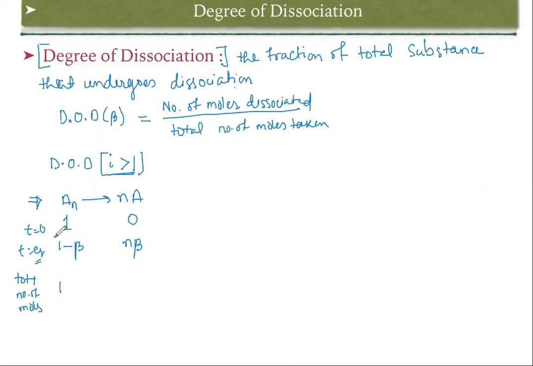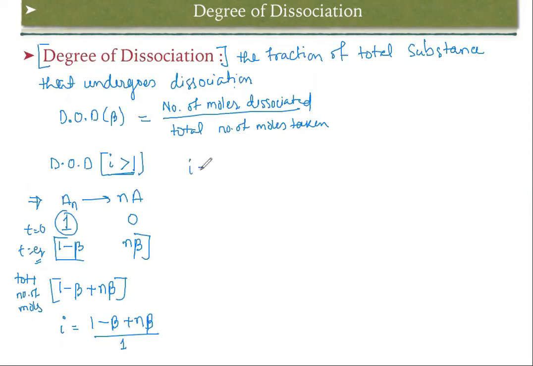This is the total number of moles. So just add it: 1 minus beta plus n beta. So find out the van 't Hoff factor i, that is total number of moles dissociated. How many total number of moles is dissociated? This much: 1 minus beta plus n beta, divided by total number of moles taken, 1 mole taken. This is 1. So what is i? i is equal to 1 plus beta (n minus 1).